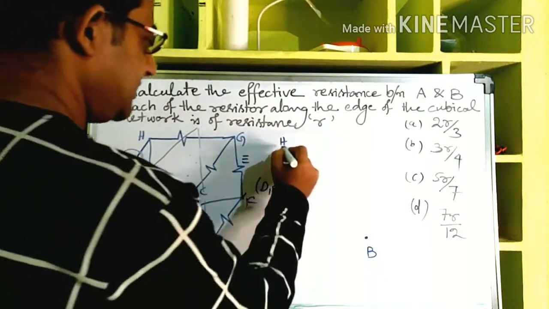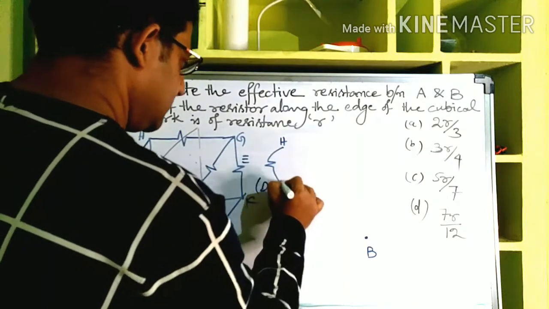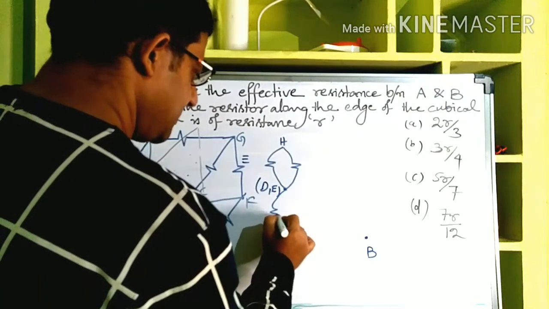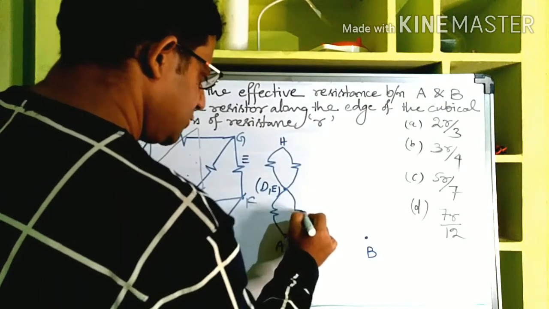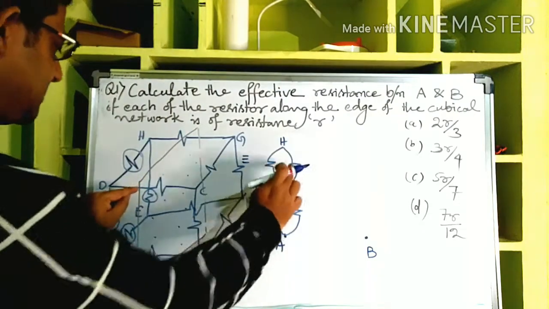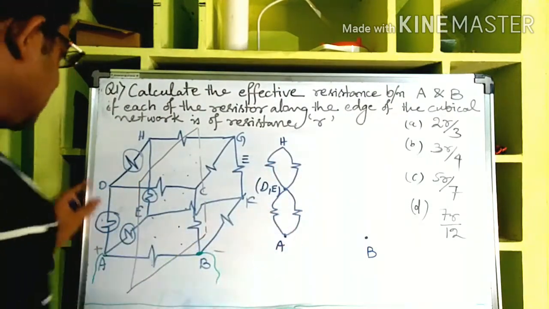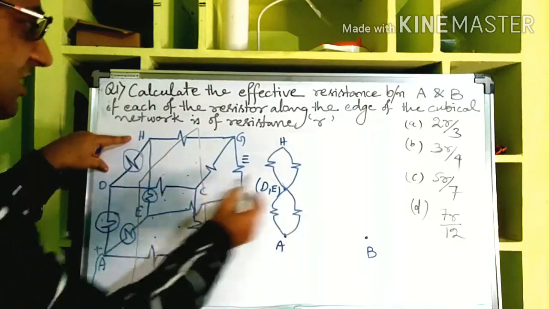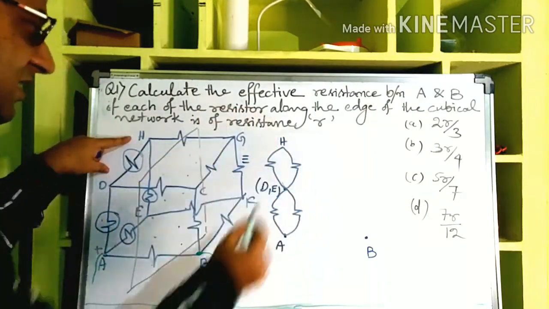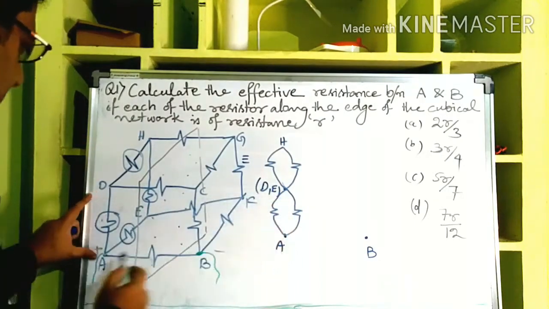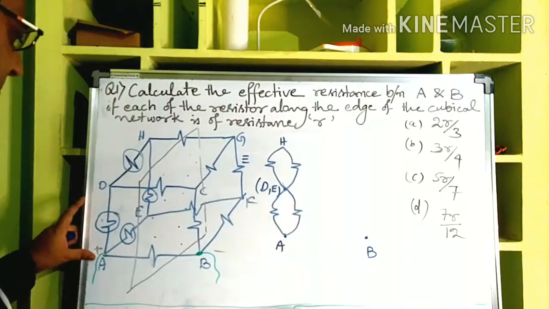So between these two there will be two resistances in parallel, and between these two there are two resistances in parallel. So between DH, one is there. Between HE, another resistance is there. All are of R ohm resistance. Between AD and between AE, one resistance is there.